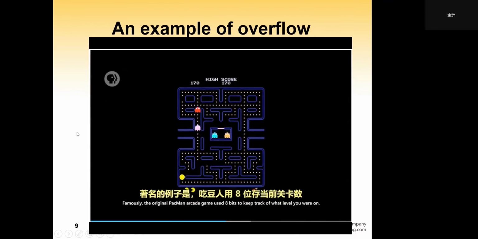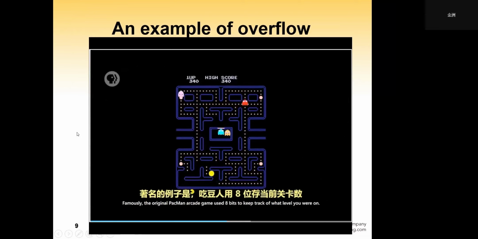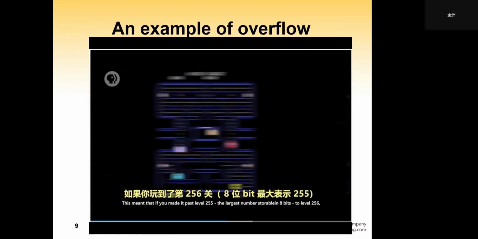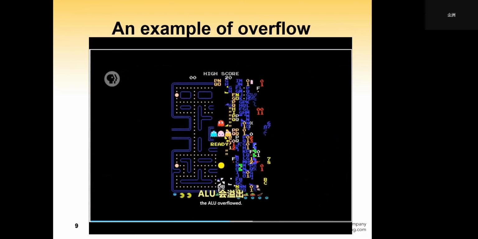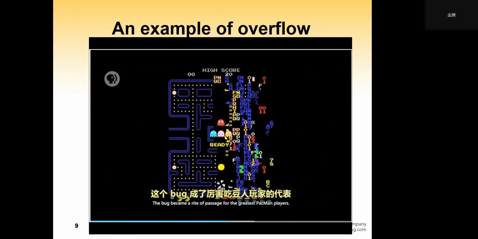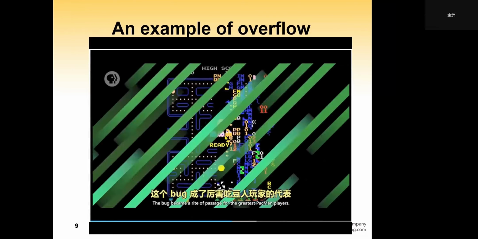The original Pac-Man arcade game used 8 bits to keep track of what level you were on. This meant that if you made it past level 255, the largest number storable in 8 bits, to level 256, the ALU overflowed. This caused a bunch of errors and glitches, making the level unbeatable. The bug became a rite of passage for the greatest Pac-Man players. So it's a very interesting example of overflow in this Pac-Man game.